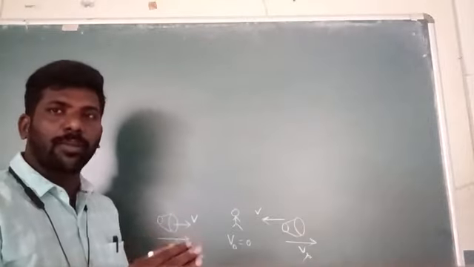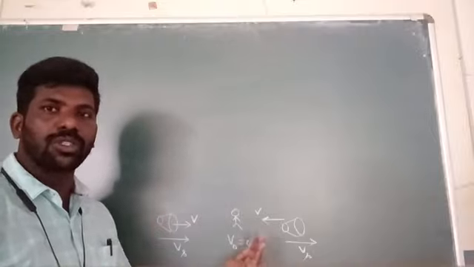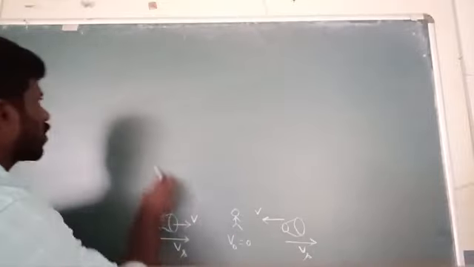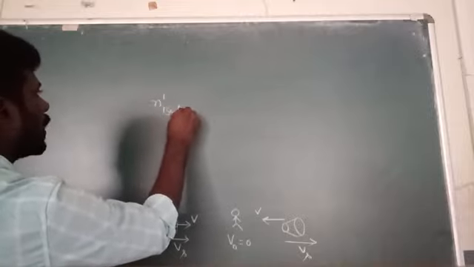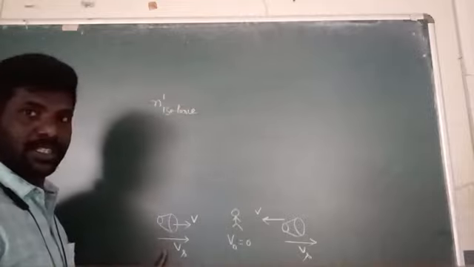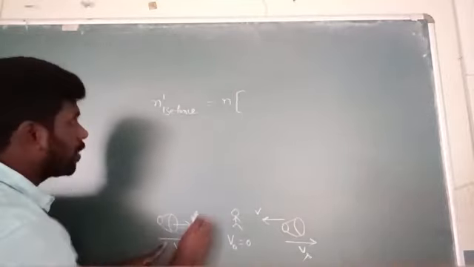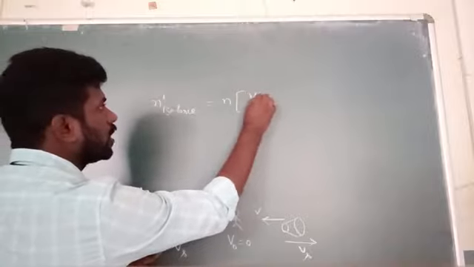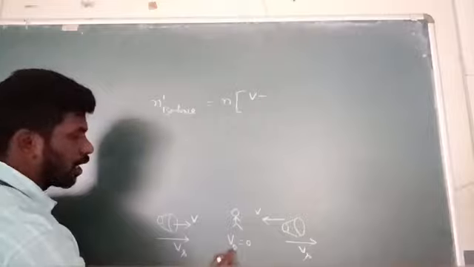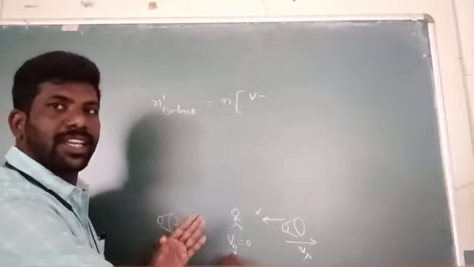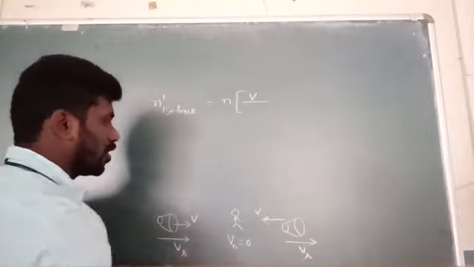See, here the formula has two conditions: the source before the observer, and the source after the observer. First of all, N dash before. Before means initial conditions. Coming to the initial conditions, N into V, the minus belongs to the formula. Coming to V naught, V naught is for a stationary observer, so V naught is 0.